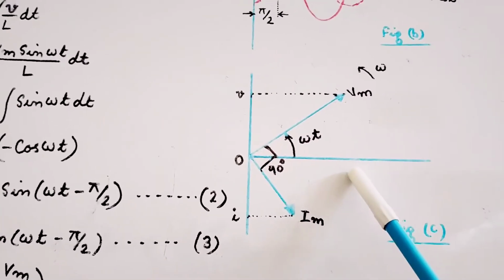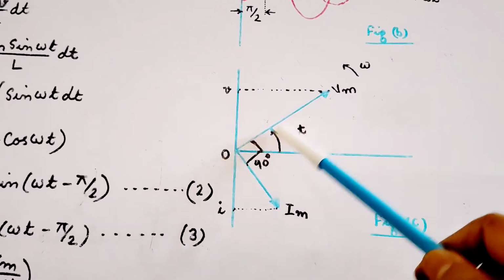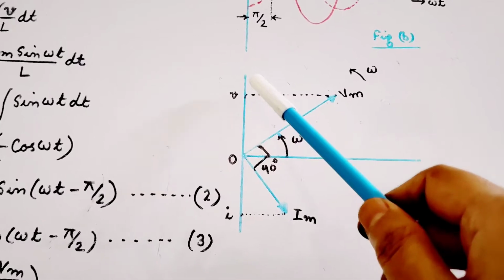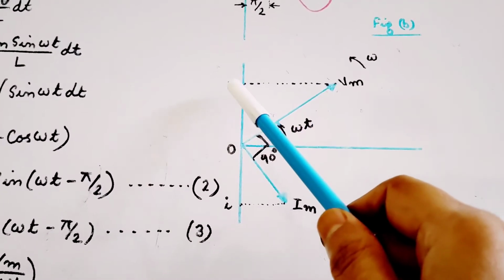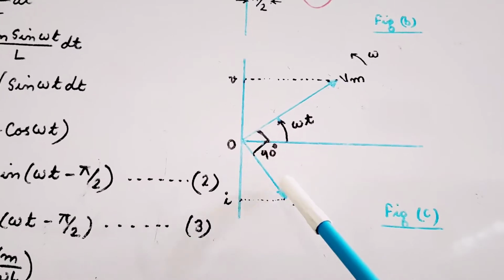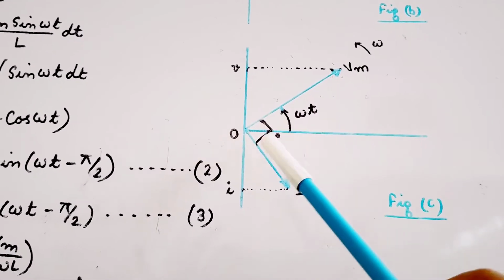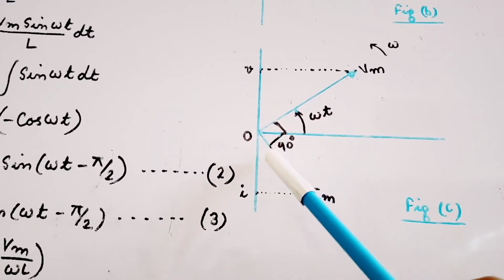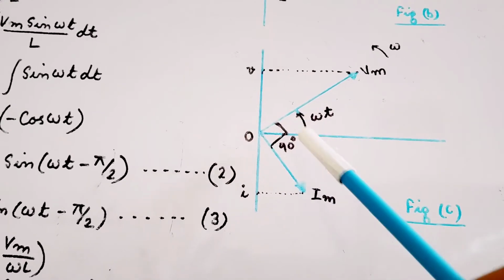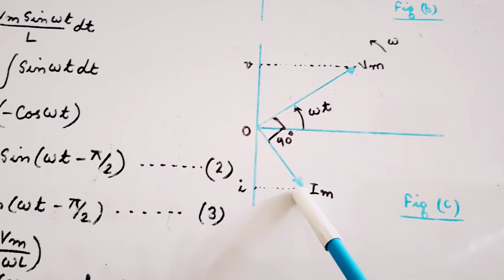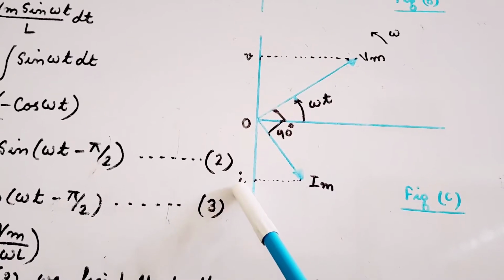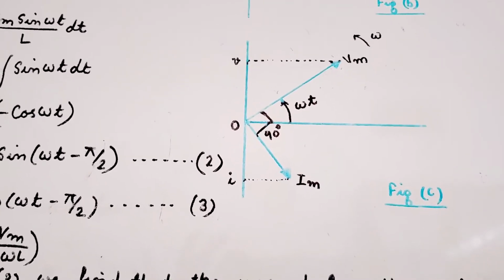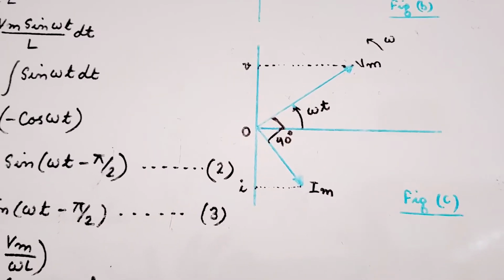Similarly, this is the phasor representation. We find that Vm is the maximum value of the voltage. If we draw the projection along the y-axis, we get the value of the instantaneous voltage. In this case, there is a phase difference of 90 degrees between the voltage and the current, with the current lagging. So the current is lagging behind the voltage by an angle of 90 degrees. If we take the projection of this on the y-axis, it gives the value of the instantaneous current. So this is the phasor representation of the voltage and current in case of a purely inductive circuit.